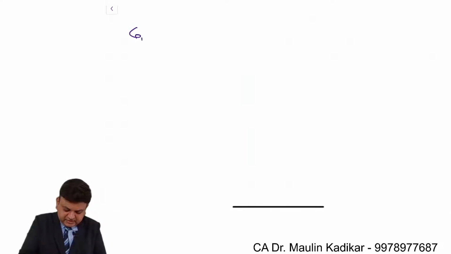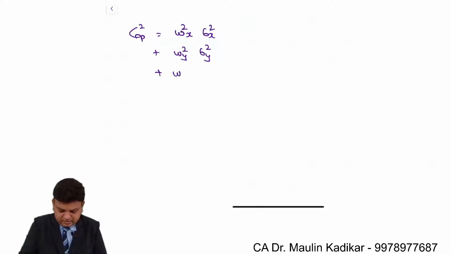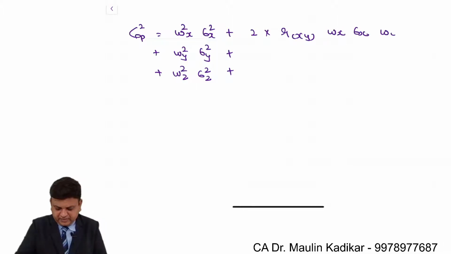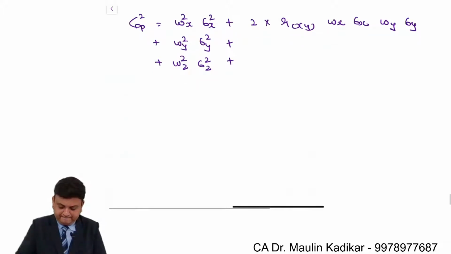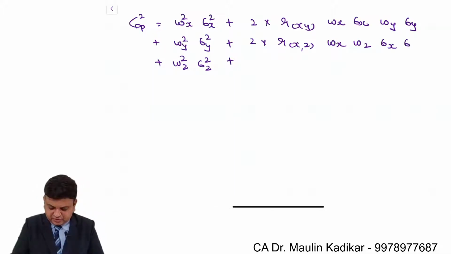We have to compute the variance of the portfolio as Wx square sigma x square plus Wy square sigma y square plus Wz square sigma z square, plus 2 into R between xy into weight of x into standard deviation of x, weight of y into standard deviation of y, plus 2 into R between x and z, weight of x, weight of z, standard deviation of x, standard deviation of z, plus 2 into R between y and z, in that weight of y, weight of z, standard deviation y, standard deviation z.